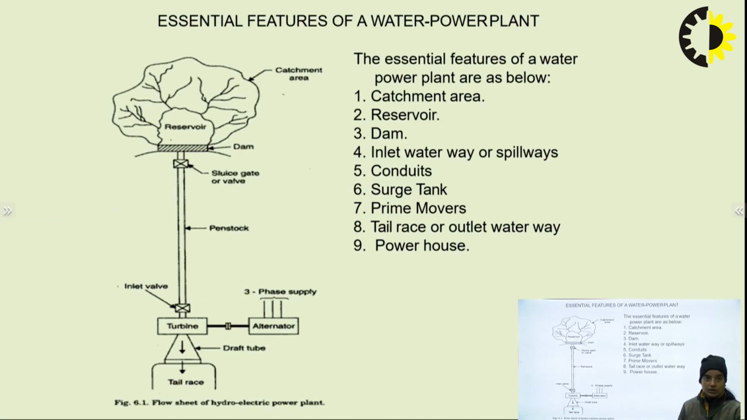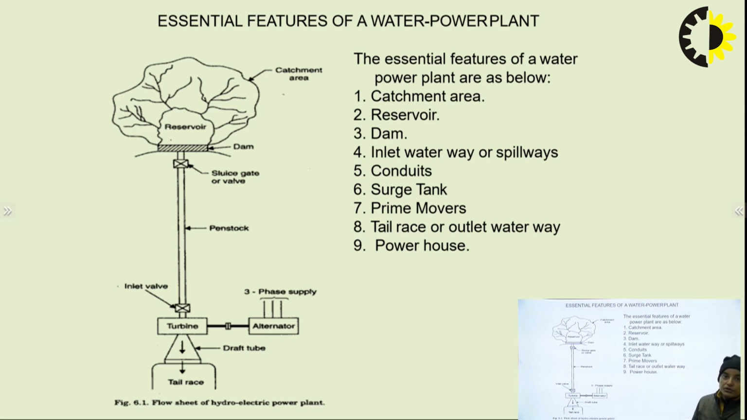So these are the essential features of the water power plant in this schematic diagram. This is the catchment area, this is the reservoir dam, this is the sluice gate, this is the penstock, the inlet valve is there, after the inlet valve the turbine is there, then draft tube and tail race, and here the turbine is connected with the alternator.